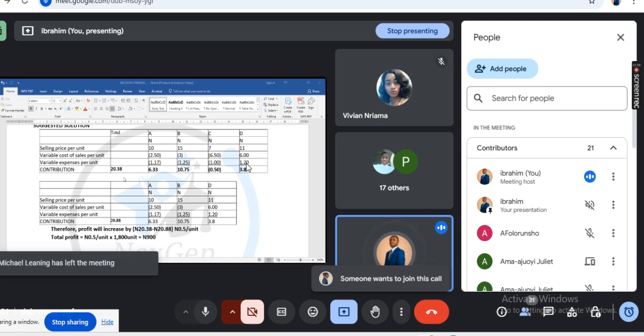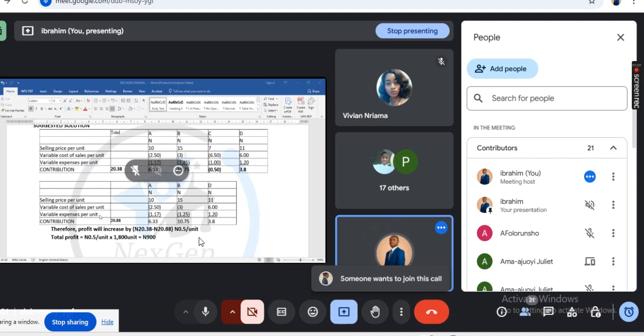Now, what is the increase in the profit? It increased by 0.50 naira per unit. Now, what is the total profit? Your total profit will be 0.5 naira per unit, what you discontinued, times 1,000 units, so that you get the value, because it is as a result of discontinuing that product C. If you look at this 0.5, when you look up, you see 0.5 here as contribution or not? Before you discontinue, can you see the 0.5?